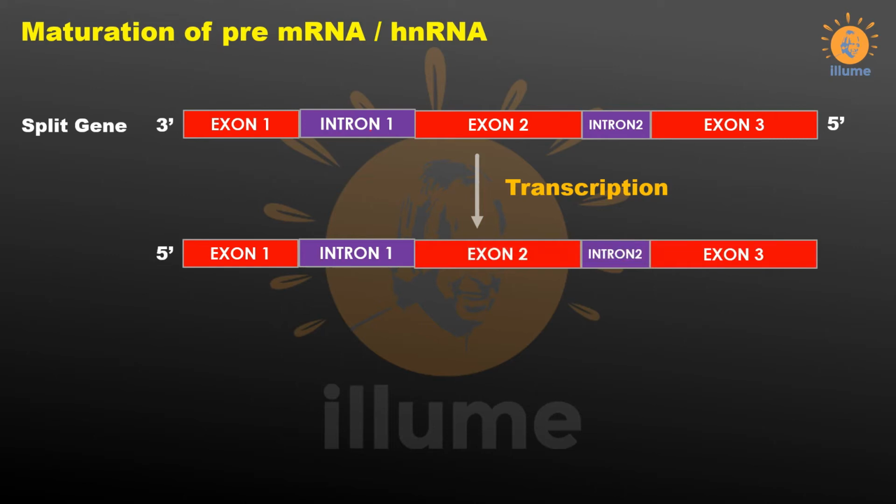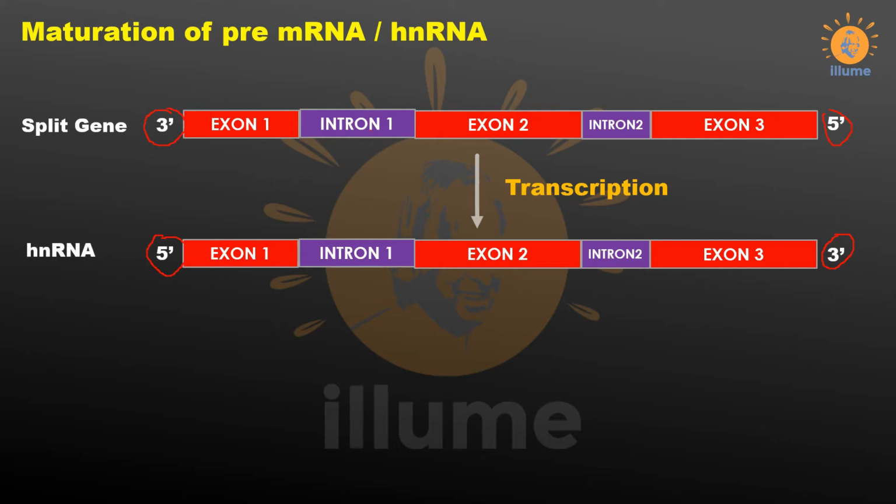But this is pre-mRNA, and if you see it clearly when you see our videos on transcription, you will realize that against the 3' end of DNA, the 5' end of mRNA is formed, and against the 5' end, always the 3' end of mRNA is formed. That means they both are complementary to each other.